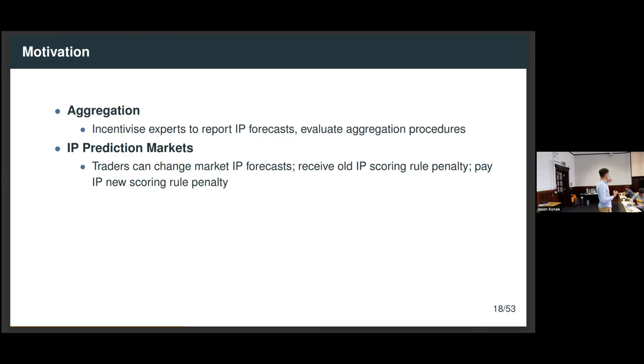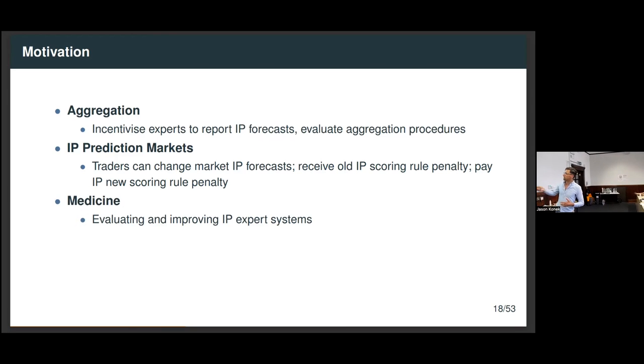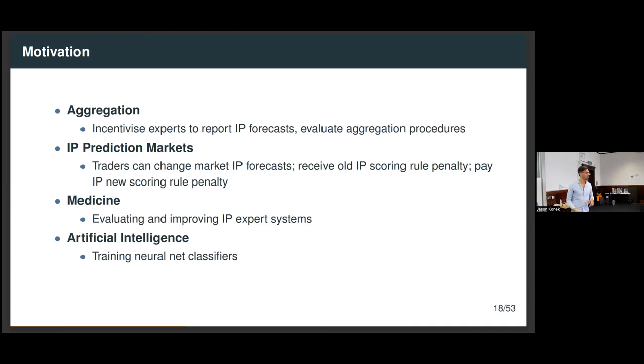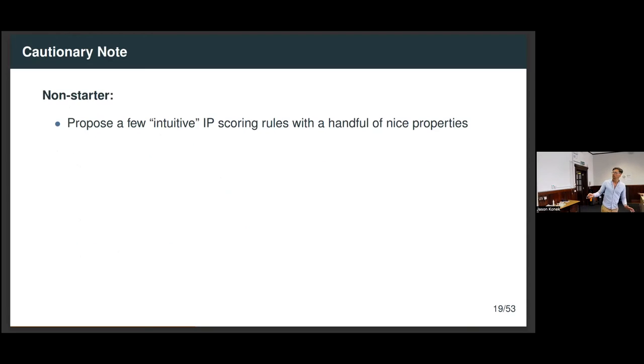I get paid that beta penalty. If I think I'm going to be able to improve the penalty, make it go down, I get paid the penalty of the market forecast, and then I have to pay out the penalty of the change that I make to the market. One could use IP scoring rules in that way. One could use them in medicine for IP expert systems, which exist. And we are going to focus on training a neural net using them. So that's the application of interest for us.